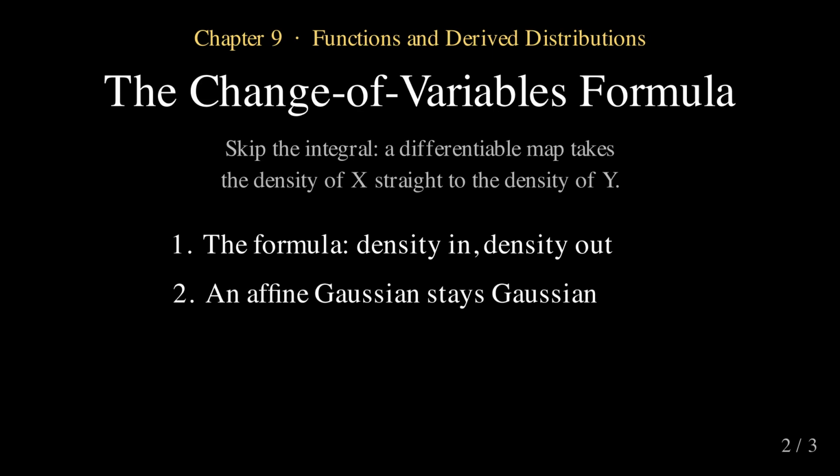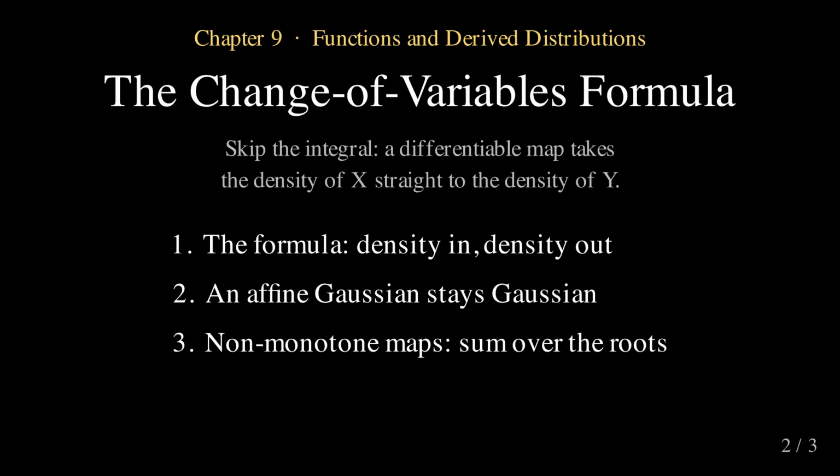Then we let it work. An affine map of a Gaussian stays Gaussian, and when g folds the axis onto itself, every root of g of x equals y pays its own share.